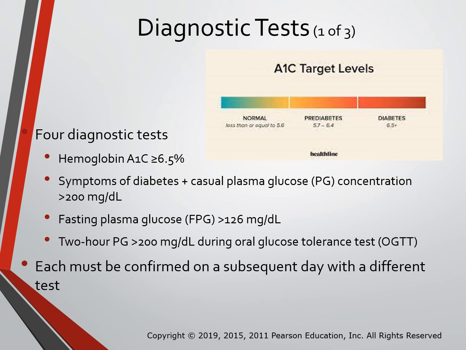Look at diagnostic test on page 817. You have the hemoglobin A1C, and if it's equal to or greater than 6.5%, then you may be deemed as having diabetes. Symptoms of diabetes plus the glucose concentration of greater than 200, fasting plasma glucose greater than 126, and the 2-hour plasma glucose greater than 200 during an oral glucose tolerance test.